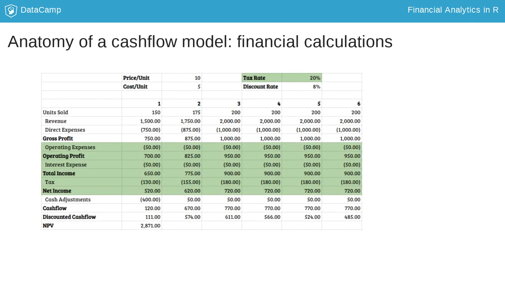Financial calculations help us translate our unique business models into a standardized set of metrics such as gross profits, operating profits, net income, and the all-important metric of cash flow. We will learn more about the definitions and the calculations of these metrics later in this chapter.